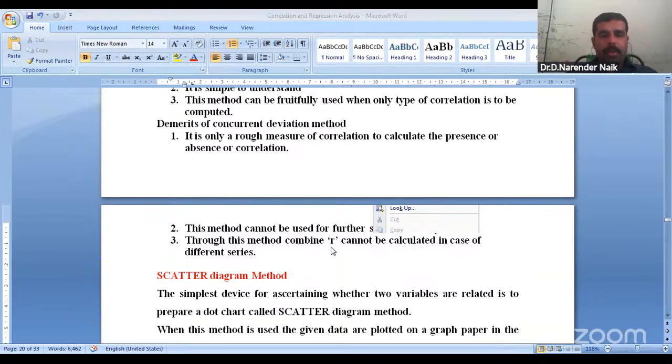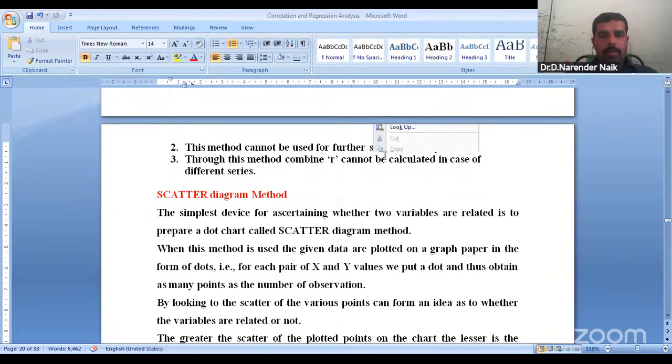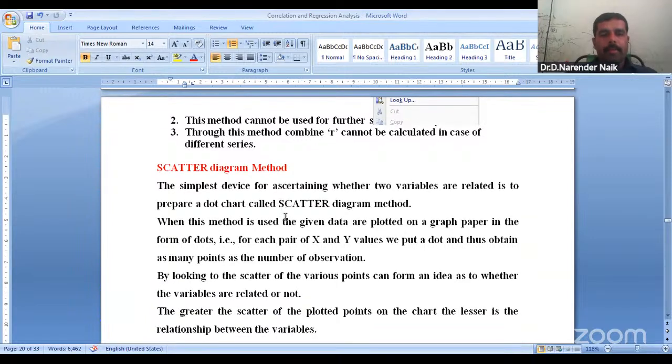Okay, so till here we completed and it is very easy. Now we will see another new topic, the scatter diagram method.